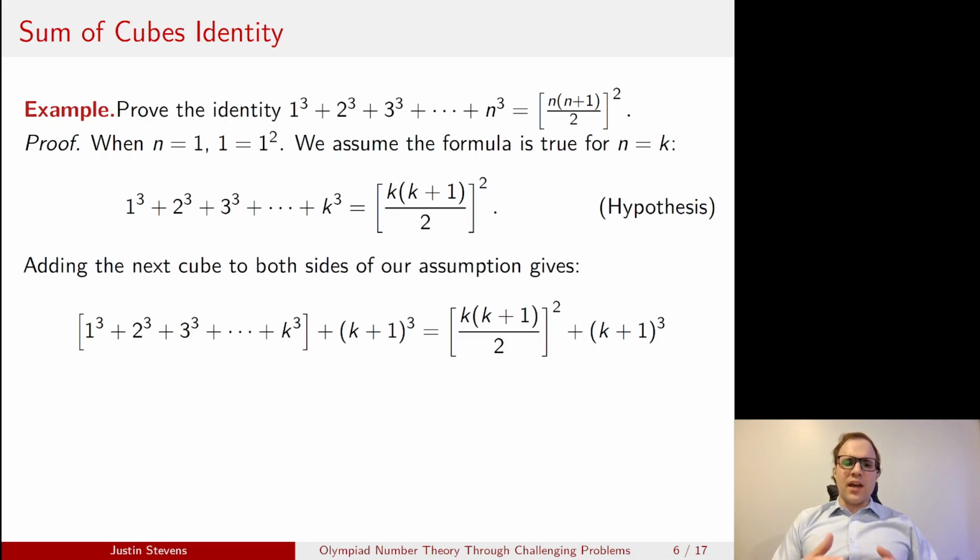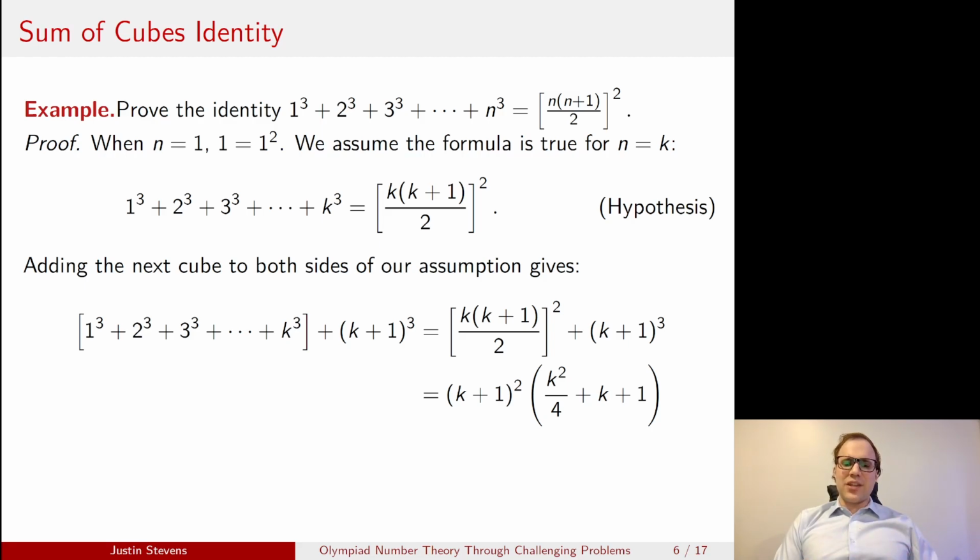In order to do that, all we have to do is add the next cube to the formula. So we're going to use the inductive hypothesis and add k plus 1 cubed to this, and we're going to get on the left-hand side just the sum plus k plus 1 cubed. And then on the right-hand side, we're going to get the formula squared plus k plus 1 cubed. Now we can factor that a little bit more. So we factor out the k plus 1 squared term, and then we have k squared divided by 4, plus an additional k plus 1 there.